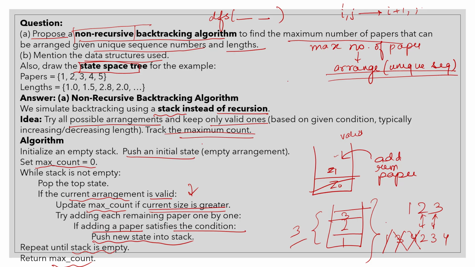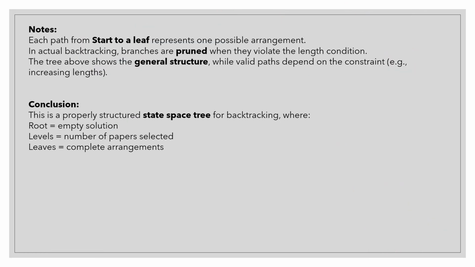So this is the question. Each path from start to leaf represents a possible arrangement. In actual backtracking, branches are pruned if they violate the length condition. The tree shows the general structure, while valid paths depend on the constraint. Now, when you try to draw the state space tree, your root will be your empty solution. Levels are the number of papers selected, and leaves will be your complete arrangements.